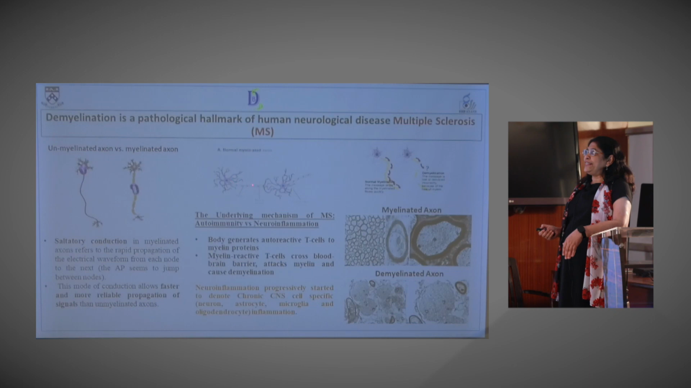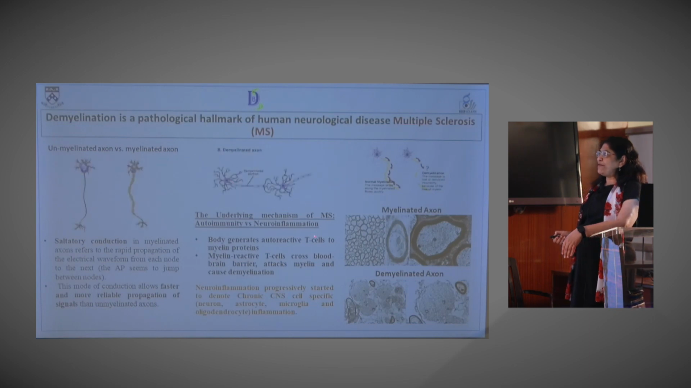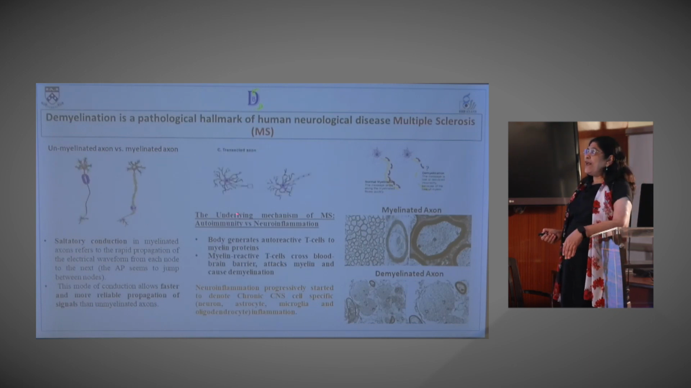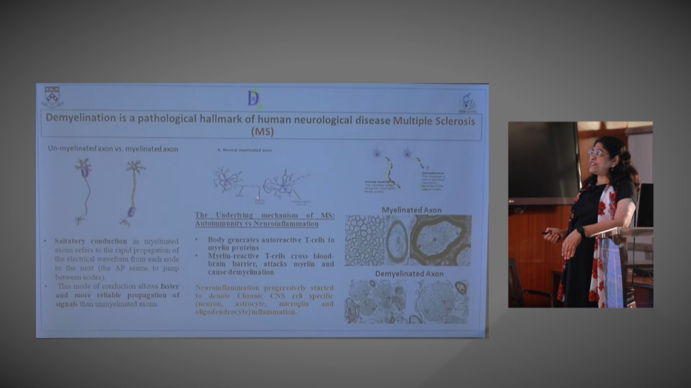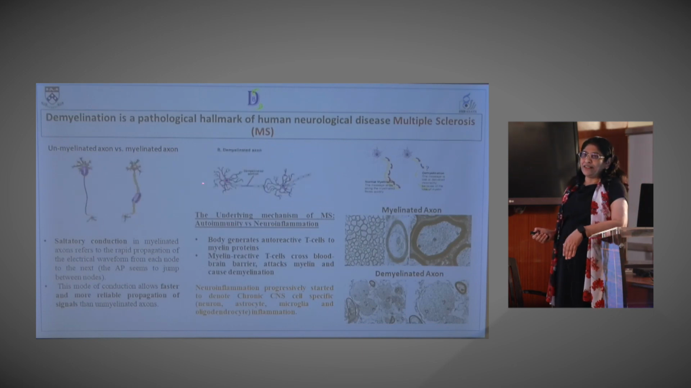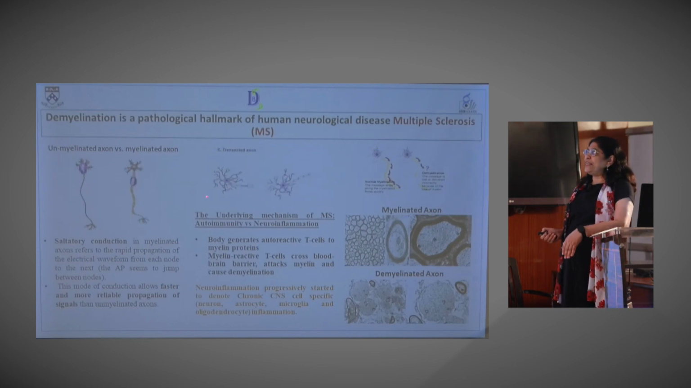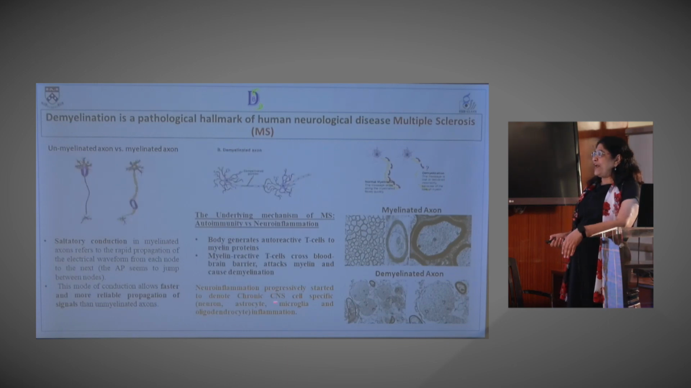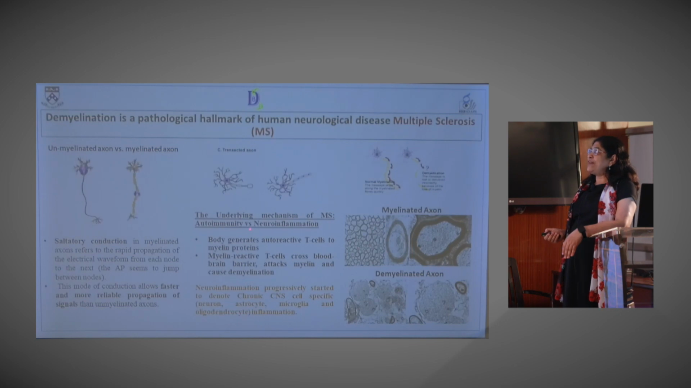But in different diseases, the body generates autoreactive T cells to myelin proteins, and these myelin-reactive T cells cross the blood-brain barrier and attack the myelin sheath, causing autoimmune demyelination. While autoimmune demyelination is very well known, neuroinflammation has progressively come to denote chronic CNS cell-specific inflammation of neurons, astrocytes, microglia and oligodendrocytes, which can also cause the disease.